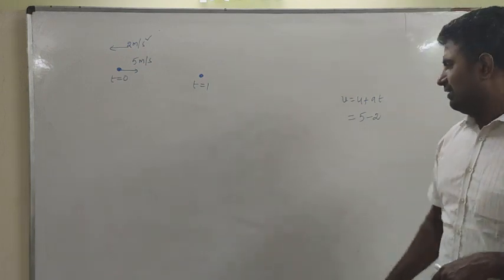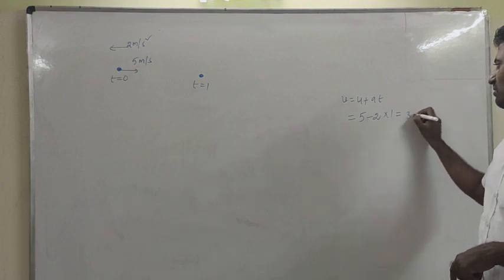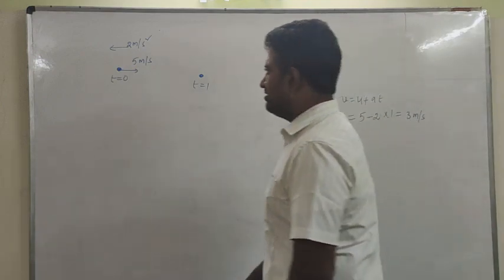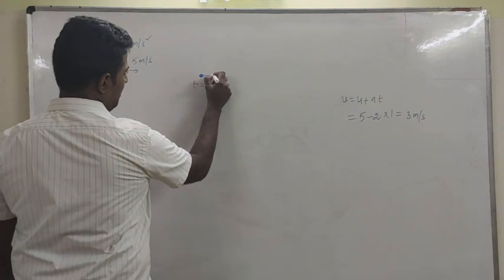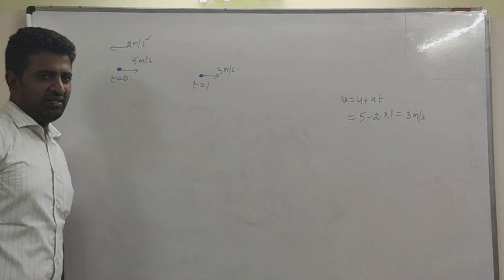At what time you want to find out the velocity? At t equal to 1. So into 1, which will be equal to 5 minus 2, 3 meters per second. Hence at t equal to 1, the particle is moving with velocity 3 meters per second.